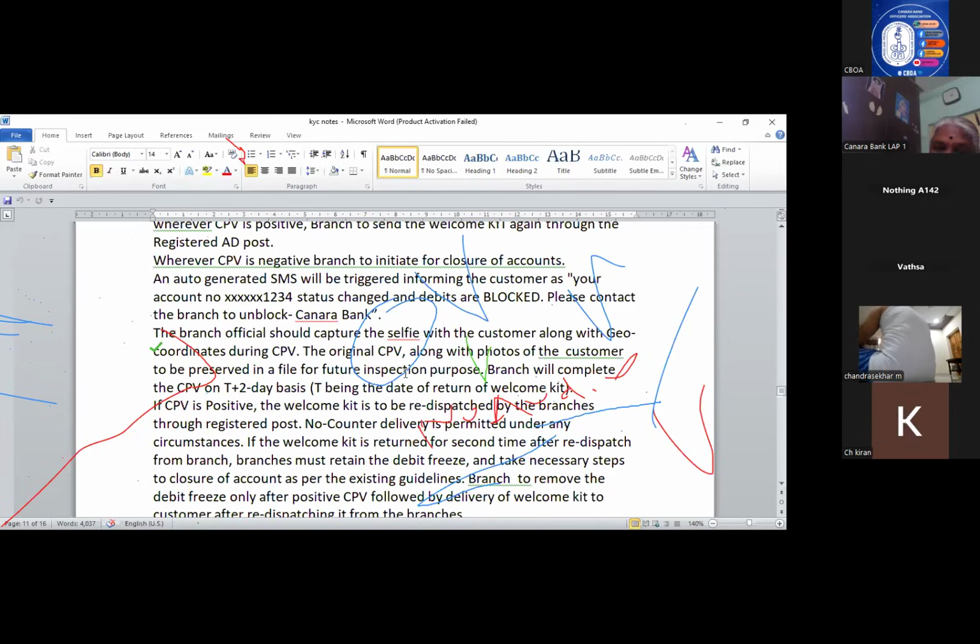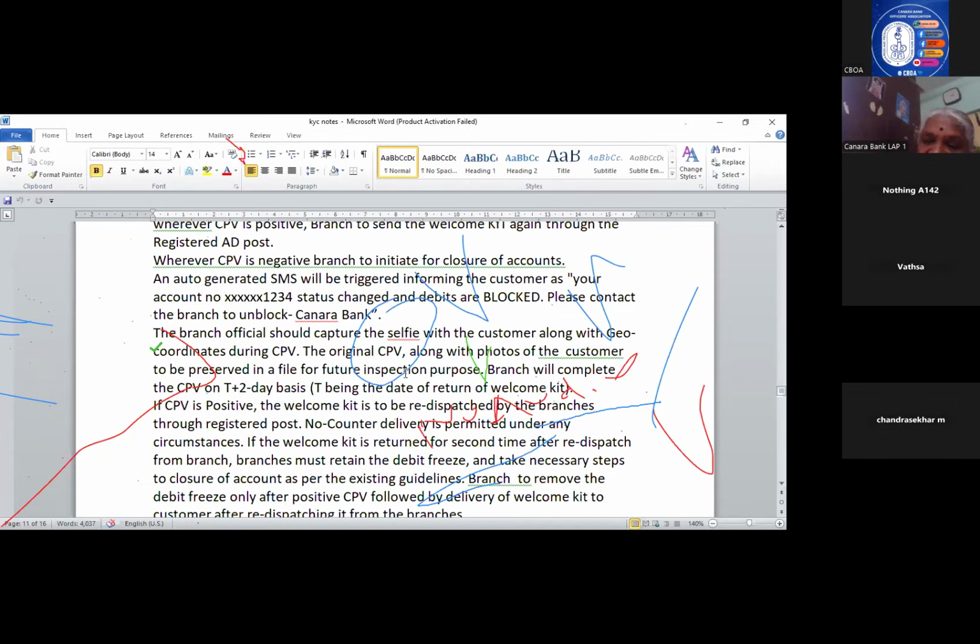We have seen what we have to do when a minor comes. What we have to do when non-documentation.